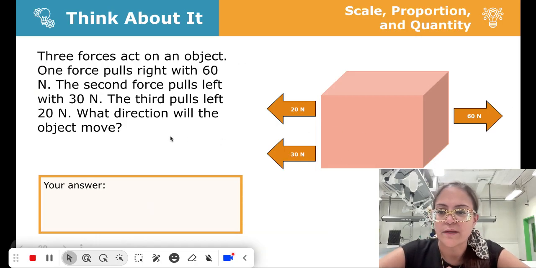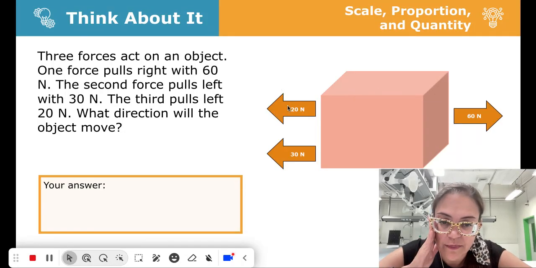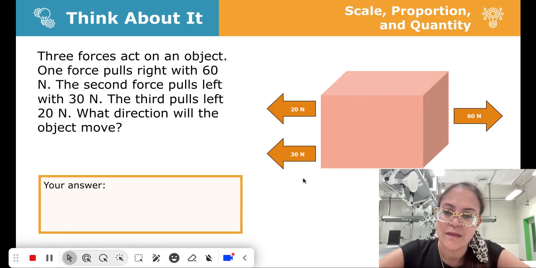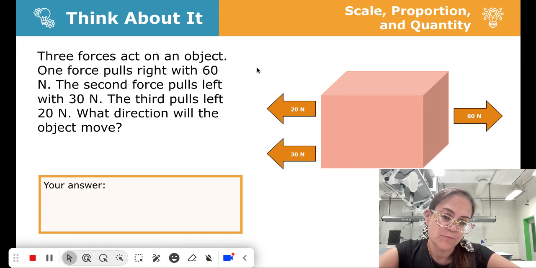So let's think about this one. Three forces act on an object. One force pulls right with 60 newtons. That's this one here. The second force pulls left with 30 newtons. That's here. And the third pulls left with 20 newtons. What direction will the object move?